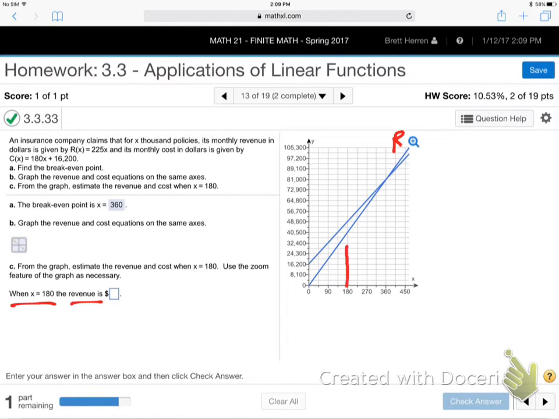When x is 180, boom. Yeah, 40,000 right there, huh? So here's the revenue function again. Yeah, so it hits at 40,500.